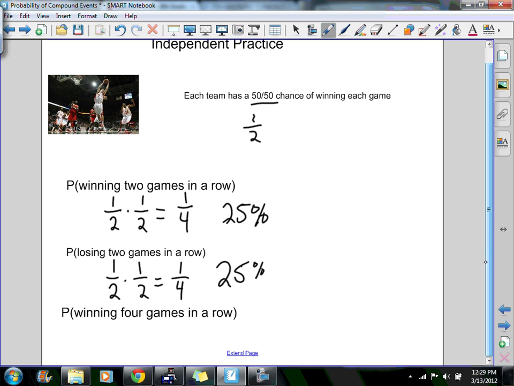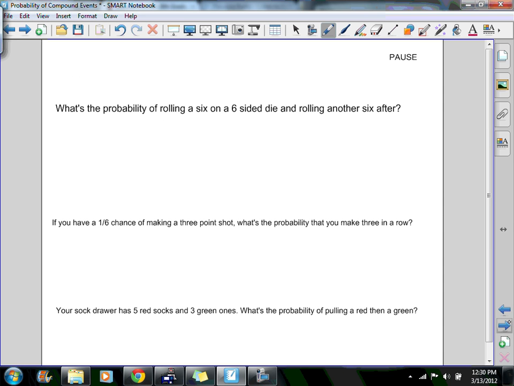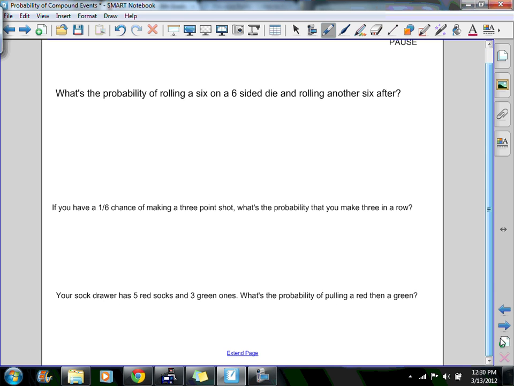Okay, now 4 games in a row is the same thing. You have a 1 out of 2 chance for each game, which means that you simply multiply these all together. 2 times 2 times 2 times 2 is going to be 1 out of 16. And there's your probability. All right? So I'm going to have you try these and see how they go, and bring these to class tomorrow.